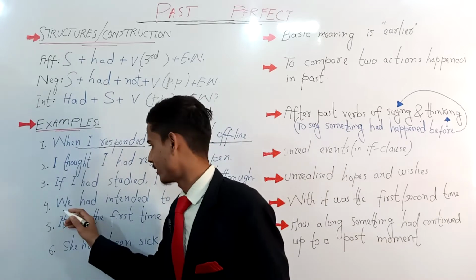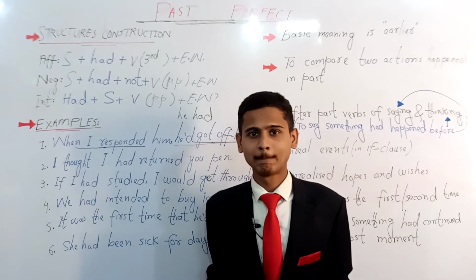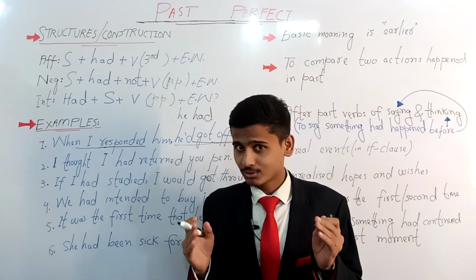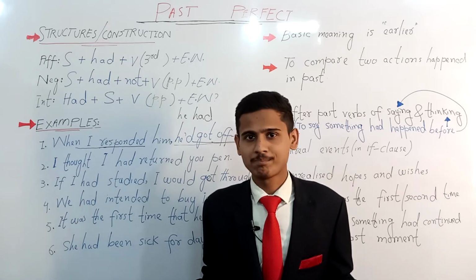Now the fourth one: We had intended to buy ice cream. We had intended to buy ice cream. Since we had no money, we didn't buy.